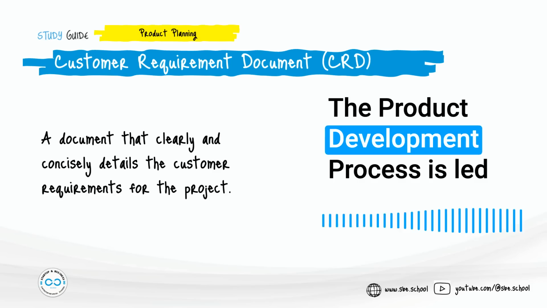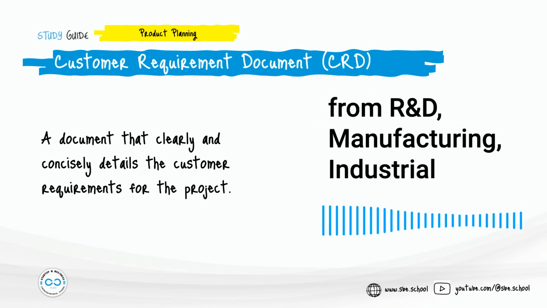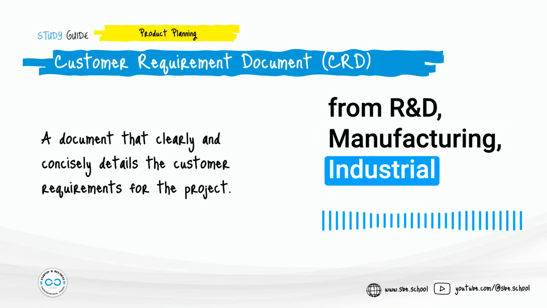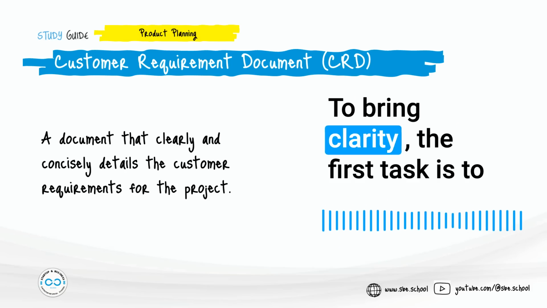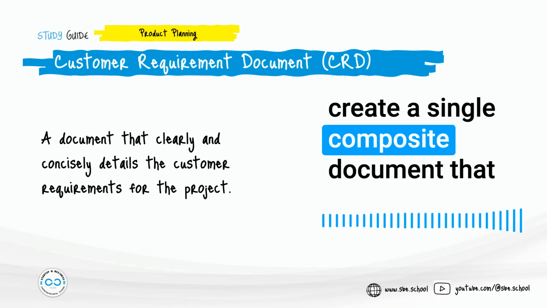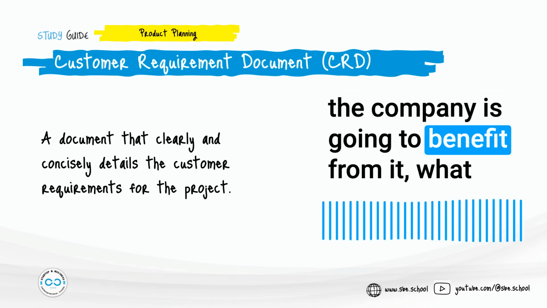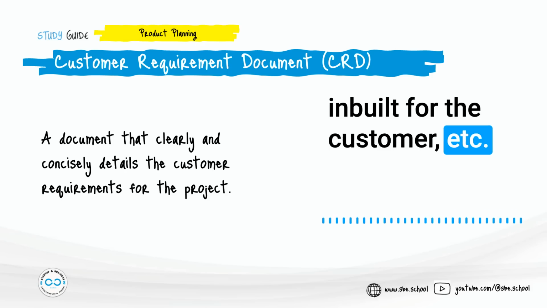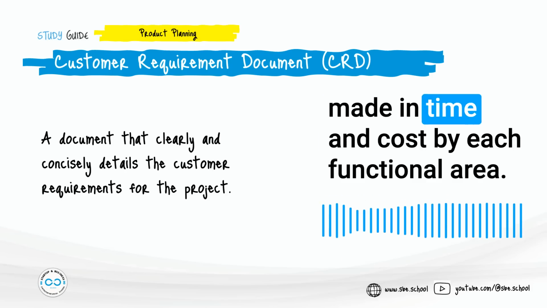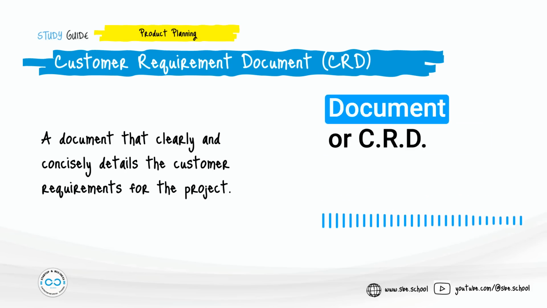The product development process is led by a product development team. This team consists of people from R&D, manufacturing, industrial engineering, quality control, sales, and marketing. To bring clarity, the first task is to create a single composite document that will lay out what the customer wants and how the company is going to benefit from it, what functionality needs to be inbuilt for the customer, etc. It also documents the commitments made in time and cost by each functional area. This is called the Customer Requirement Document, or CRD.